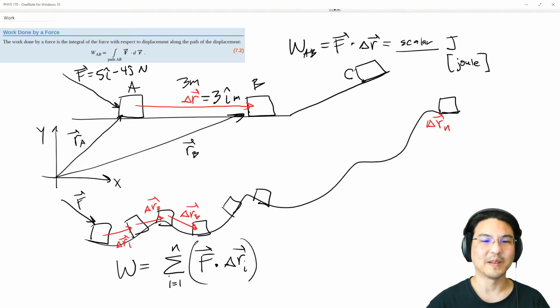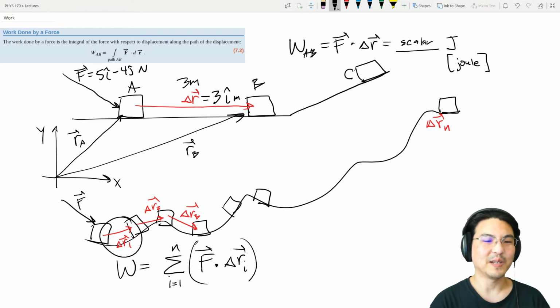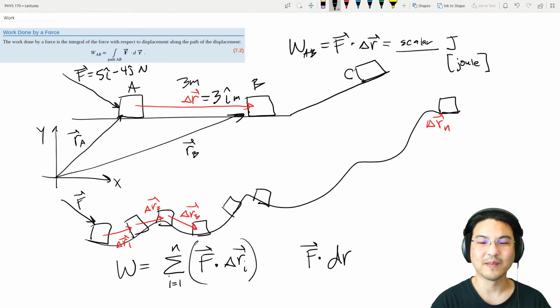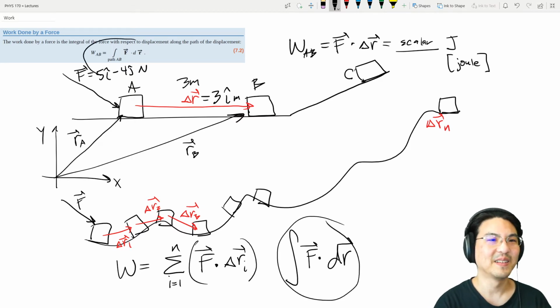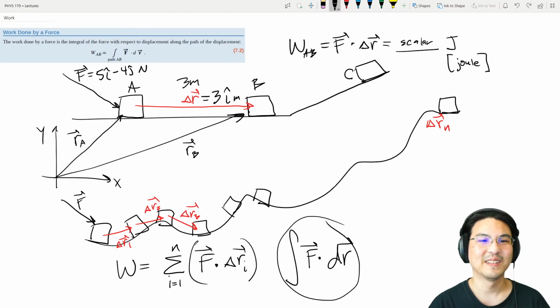And now we kind of use calculus a little bit. These displacements, you make them infinitesimally small. So they're no longer just discrete displacements. They're differential, like instead of delta R, dr, infinitesimally small. And then F dot that dr. And instead of this sigma for a sum, it's an integral like this. And look, that's exactly the definition here. And that's the trick to it.